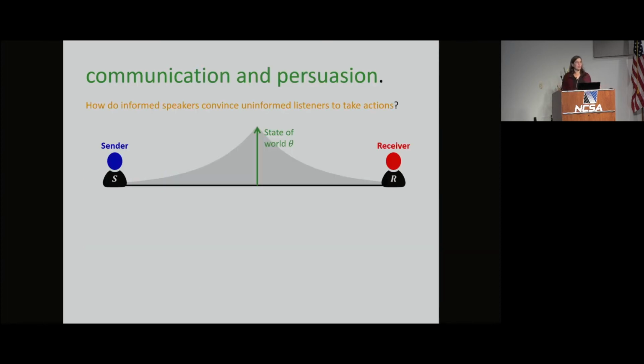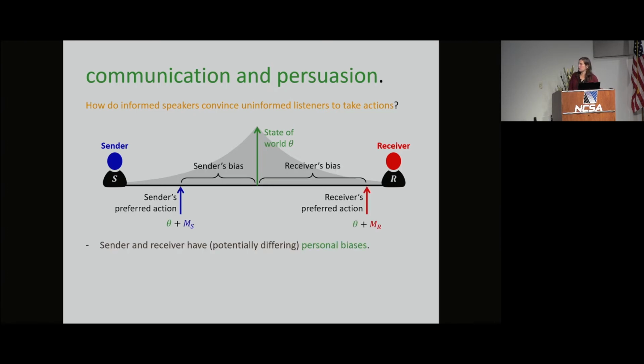So here's the model. We have a sender who's talking about the state of the world, and we have a receiver. So the sender is going to be informed. The sender has access to lots of anecdotes. The receiver is uninformed and listens to what the sender says and then decides to take an action. And the driving force here that makes this game interesting is that the sender's preferred action might be different from the receiver's preferred action.